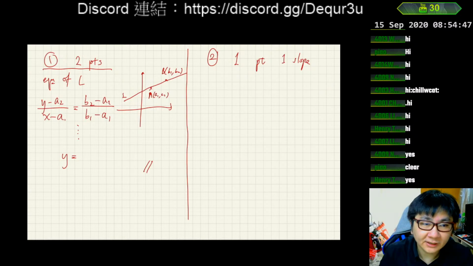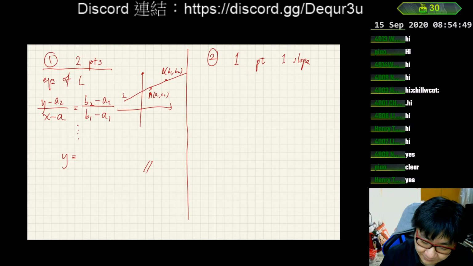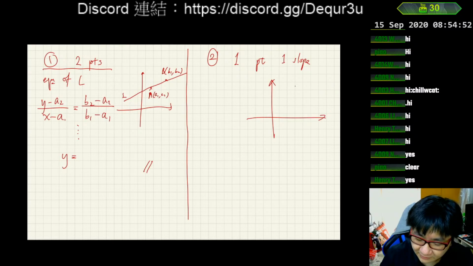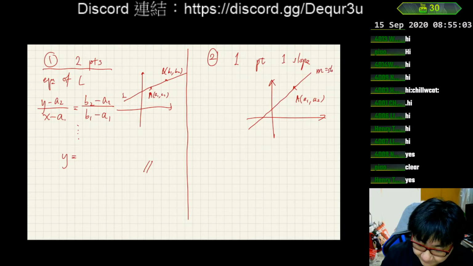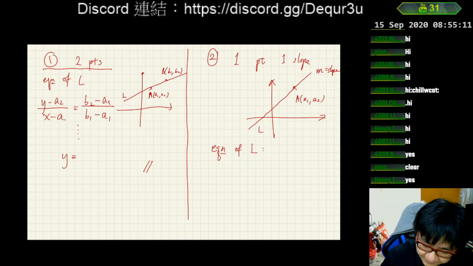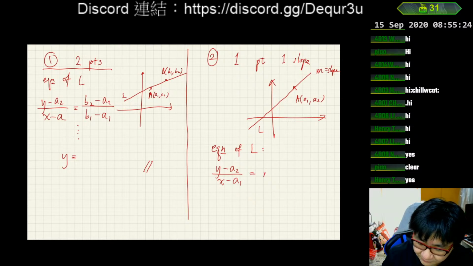While on the other hand, if we are given 1 point, 1 slope, which is the case that we have a point like point A, A1, A2 again on the plane, and we are also given the slope of the line. The slope is m, and then we can also find this equation of L. Maybe I put it a little bit downward here. Equation of L will be given by, again, the format is still slope equal to slope, which is (y minus a2) over (x minus a1), and then equal to the given slope.